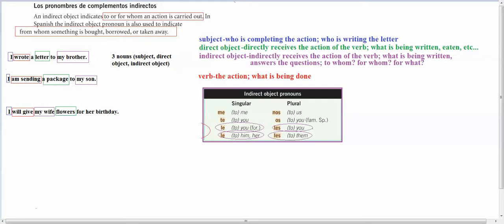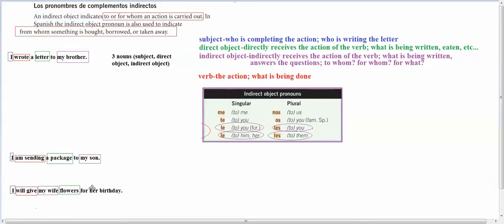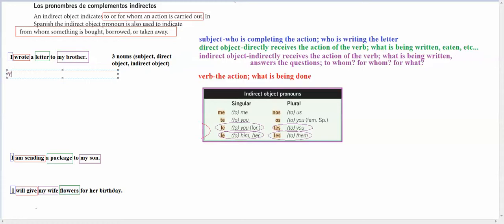Okay, so if I look at my first sentence, I wrote a letter to my brother. If I write that out in Spanish, it's going to be: Yo escribí una carta a mi hermano.